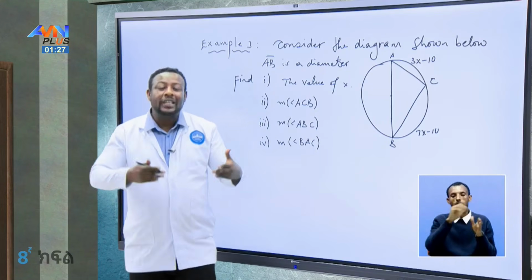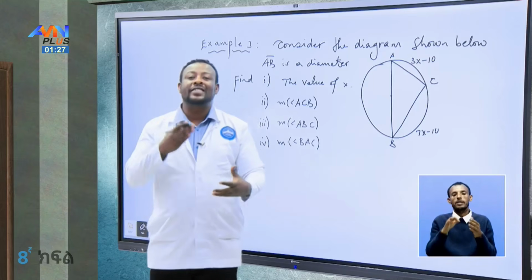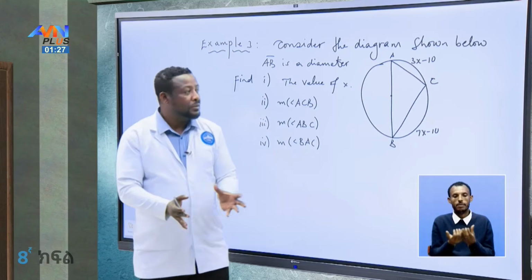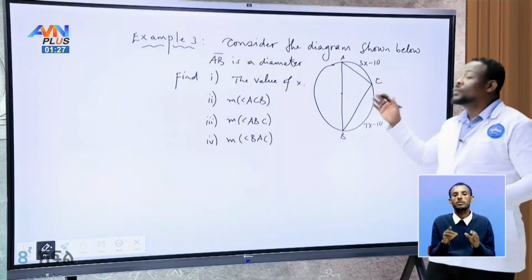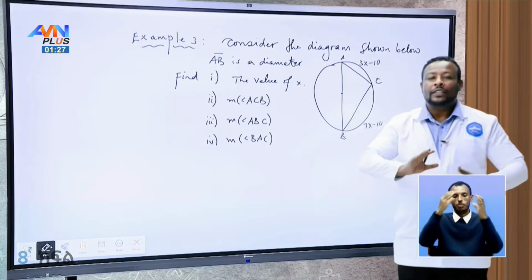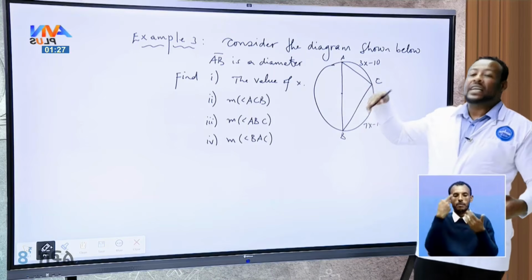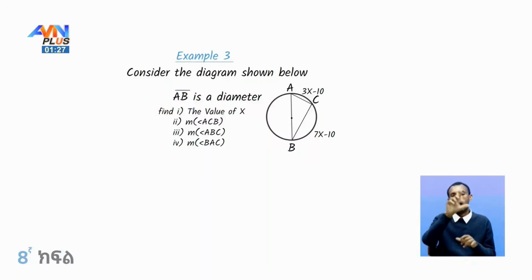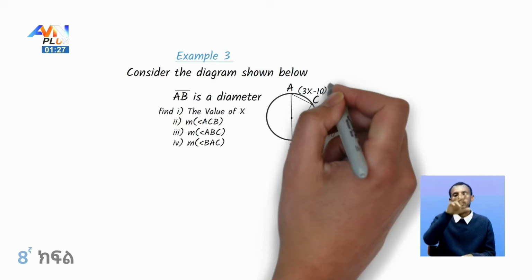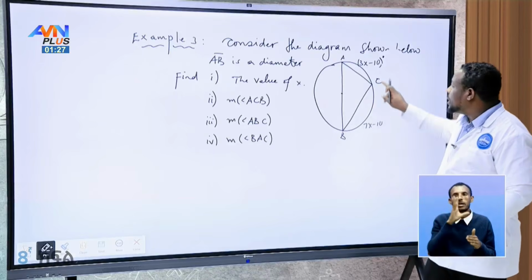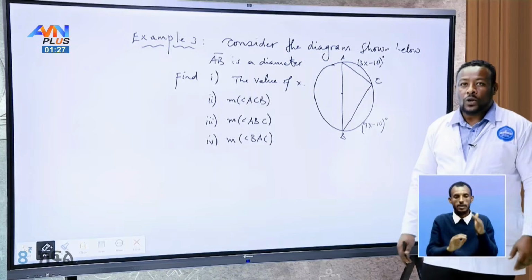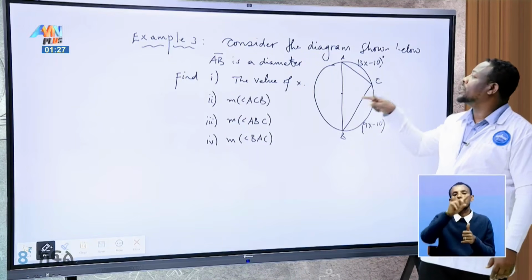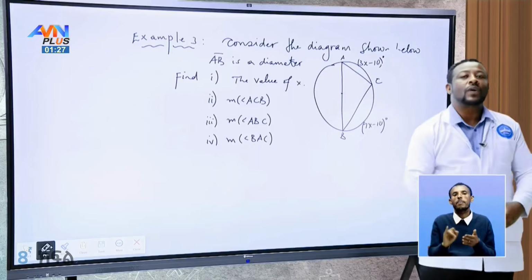As you all know, the diameter of a circle divides the circle into two equal parts, right? Any diameter divides the circle into two parts. The other thing that we have here is the degree measure of arc AC is 3x minus 10 degrees, and the degree measure of arc BC is 7x minus 10 degrees. So the first question asked here is finding the value of x.